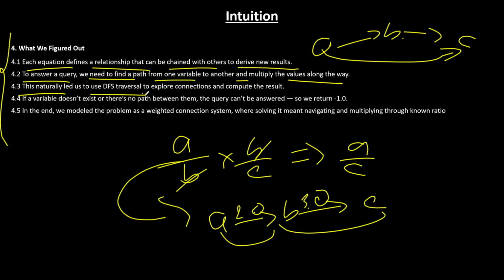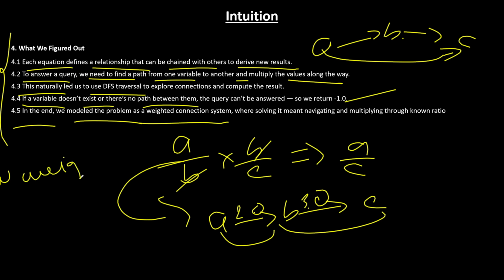This naturally led us to DFS, because using DFS makes sense. BFS is also possible, but it is less intuitive from my end. Using DFS makes it much more intuitive for this particular problem. If a variable doesn't exist or no path between them exists, we just return -1. In the end, the model of the problem is a weighted bidirectional graph, navigating and multiplying through the known ratios.